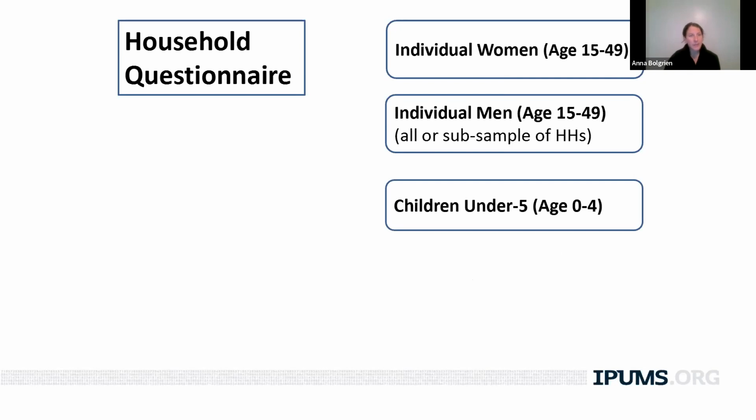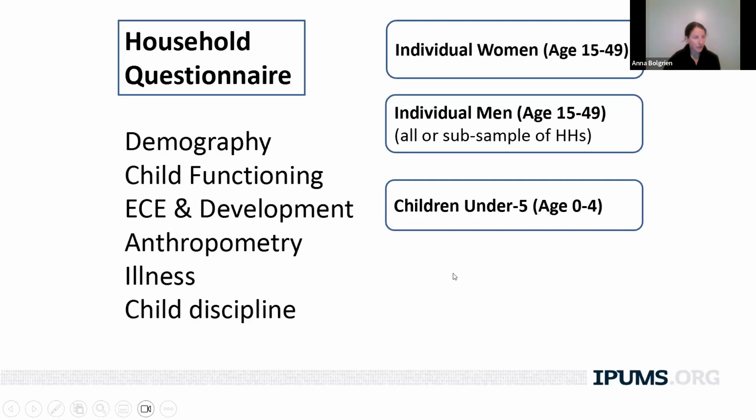Next, all samples will have a questionnaire for children 0 to 4 years old, and this includes all children living in the household, even children who are not living with a biological mother. This is a pretty unique feature to MICS. Variables about the children under 5 that will be included in IPUMS MICS include demography, child functioning, early childhood education and development, anthropometric measures, child illness, and child discipline.